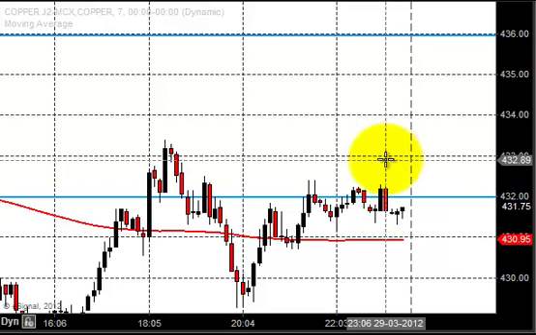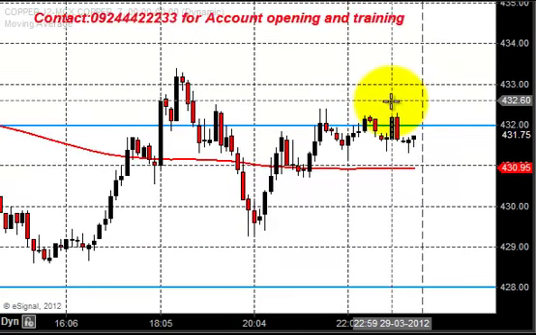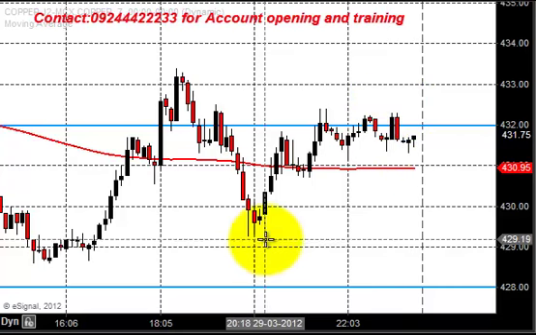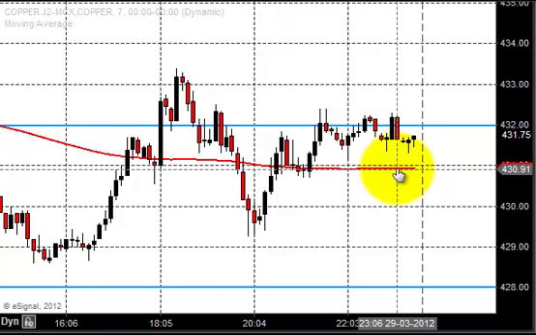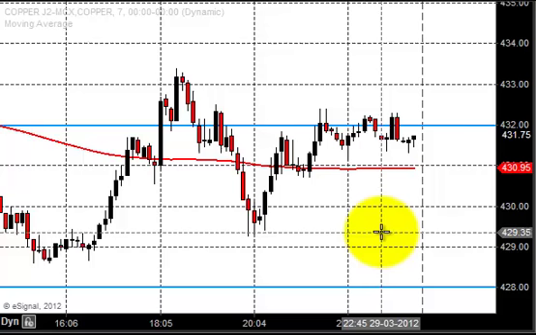Today we are expecting selling in the copper market, though yesterday we witnessed some buying, and yesterday was a neutral market. Today we are expecting some selling in copper. So let us see what's going to happen during our trading session.